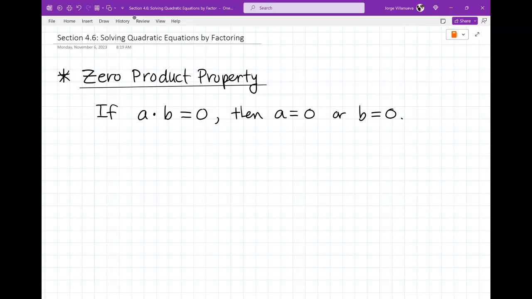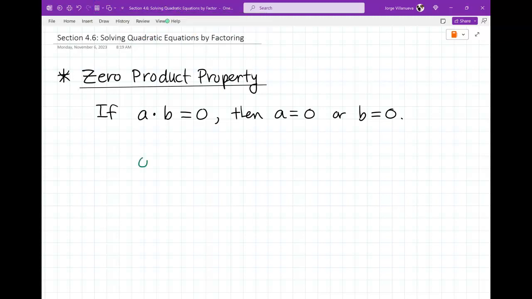This is called the zero product property, and it basically says if two things are multiplied together, and it could actually be two or more things, and they're equal to 0, that means either one of them is 0 or the other one is 0, because when you multiply 0 times anything, it comes out to 0. So if A is 5 and B is 0, my answer is 0. It doesn't matter.